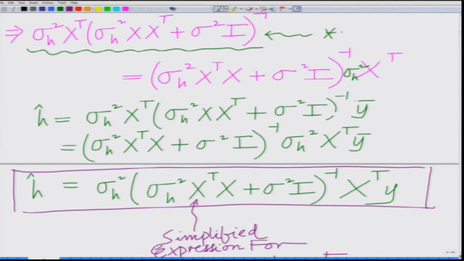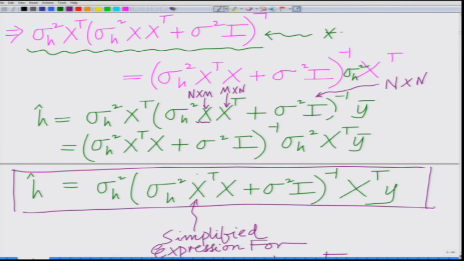Because look at this, if you look at the first expression, x into x transpose. x is n cross m, x transpose is m cross n. As a result, this whole matrix will be n cross n. So, this x sigma h square x transpose plus sigma square identity is an n cross n matrix. So, this is the inverse we have to compute. In the first technique, we have to compute the inverse of an n cross n matrix.